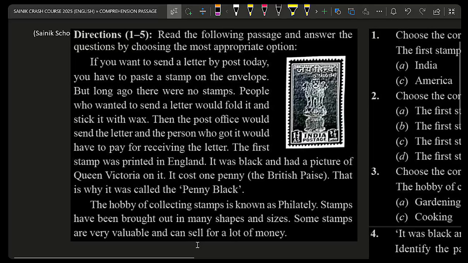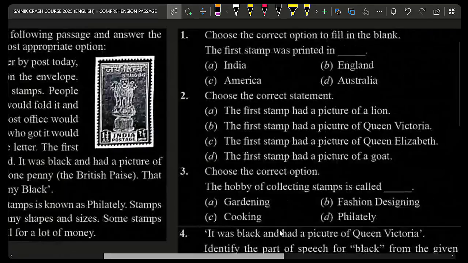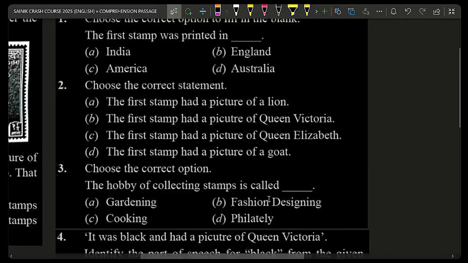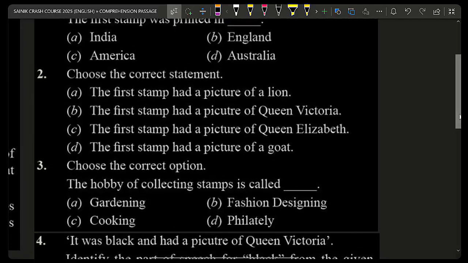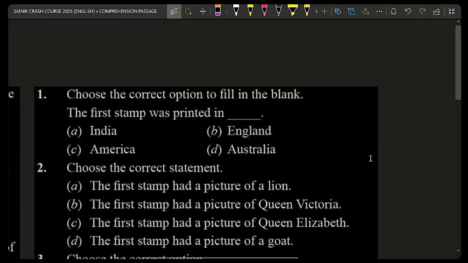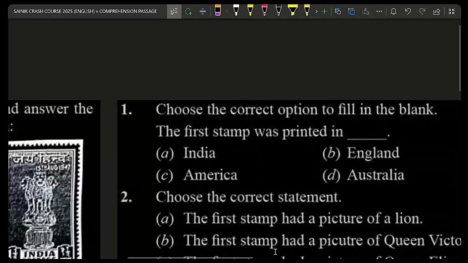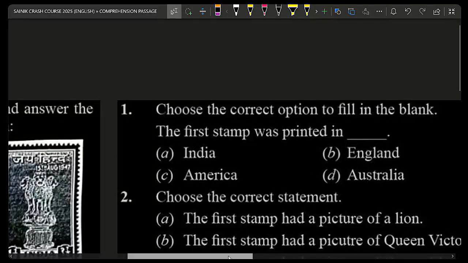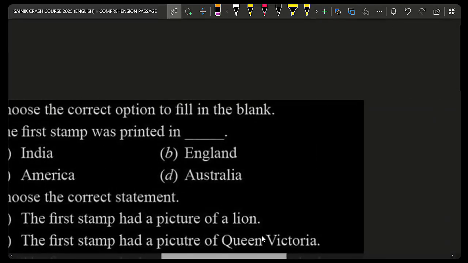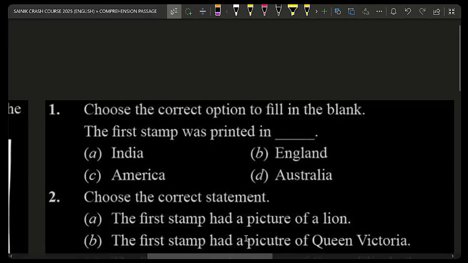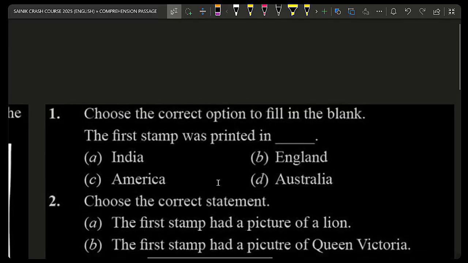Now, based on this explanation, the students will try to answer the questions. All of you who are trying to answer can raise a hand. I'm going to show the questions one by one. I hope everybody can see this first question. Choose the correct option to fill in the blank. The first stamp was printed in India, England, America, Australia.